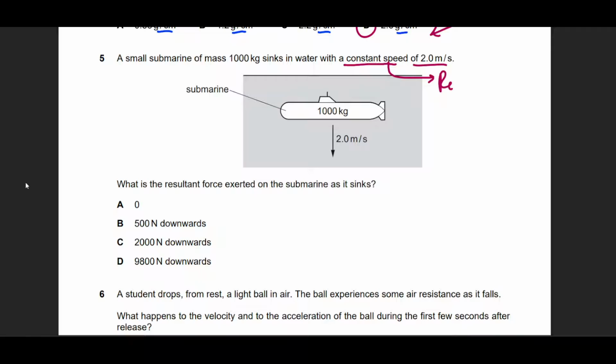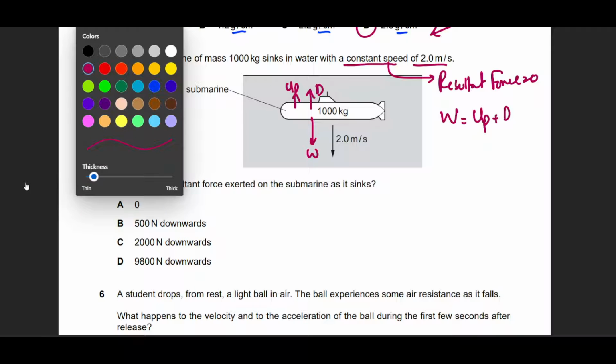It means that the resultant forces, or the forces acting on the object, have produced a zero resultant. Whatever the weight of the object was, whatever the drag experienced by the submarine while going downwards, and whatever the upthrust or the buoyant force is, they're all balanced. They're all equal to each other. So in this circumstance, we can say that the weight is equal to the upthrust plus the drag of the object while the submarine is moving down.